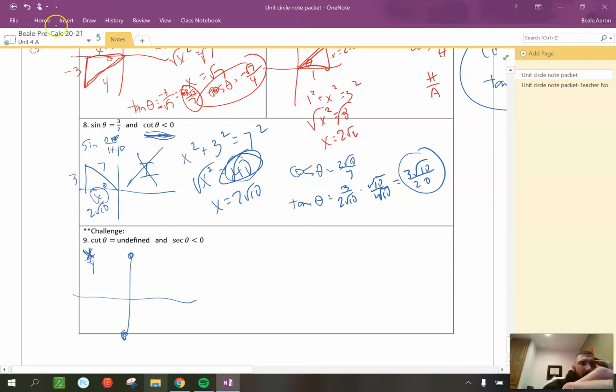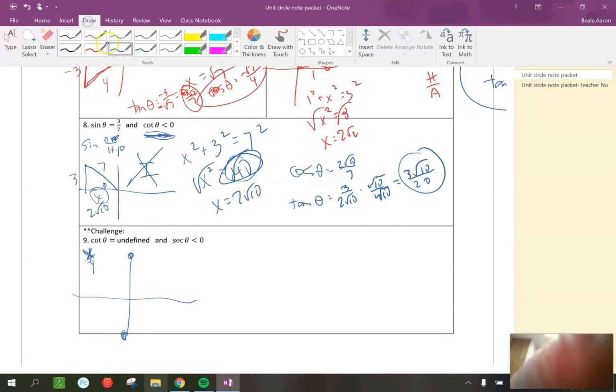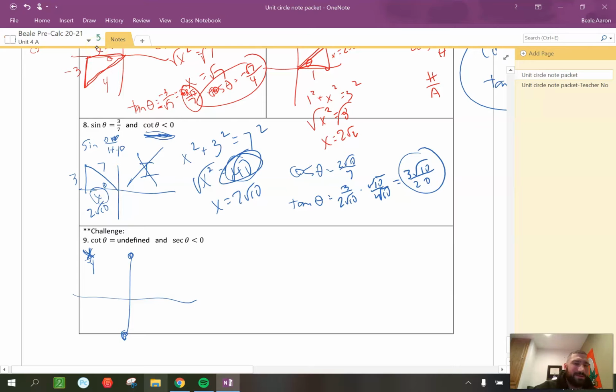No, I did it backwards. Just grab another color. See, my day off brain is not working. Okay, so it's here because we have a negative 1 comma 0. We have a 1 comma 0. And if you were to do x divided by y, you'd get undefined there. But it wants the secant to be negative. So secant is your what value? Secant goes with cosine. So you want your cosine value to be negative, which is your x, which is here. So that's what we're looking at.